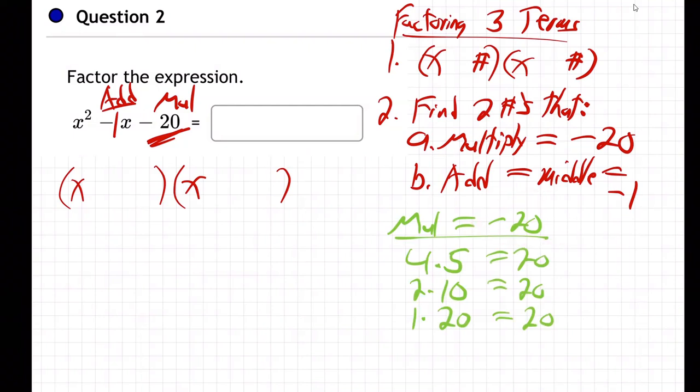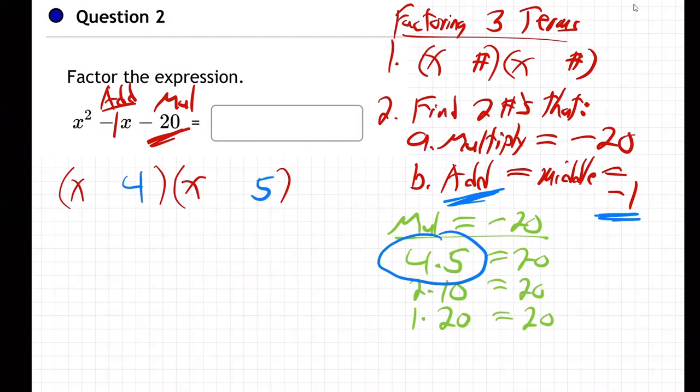Don't worry about the negative right now. Let's just deal with 20 first off. We'll handle the negative in a minute. But let's first think about how we can, now let's switch. They have to also add to be -1. How can they add to be -1? Which pair of numbers could possibly add to equal -1? Clearly the 4 and the 5, right? It's going to be 4 and 5.